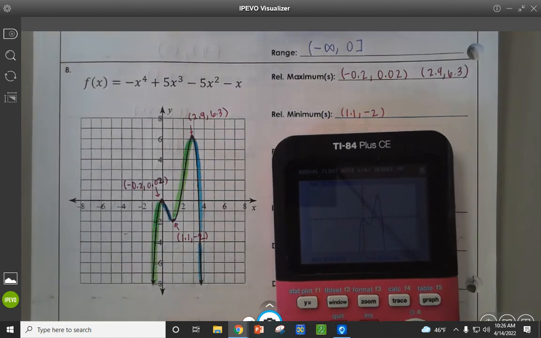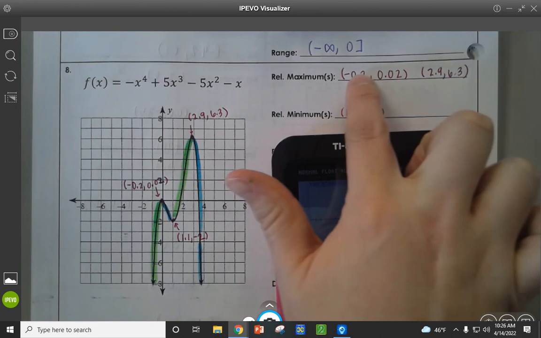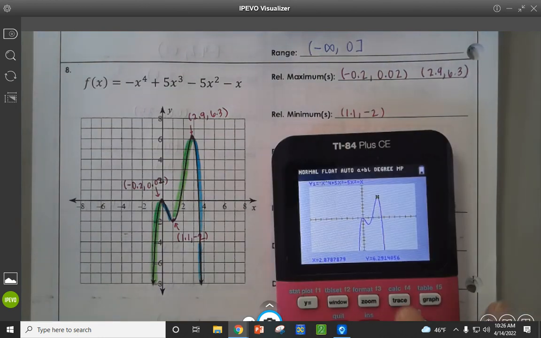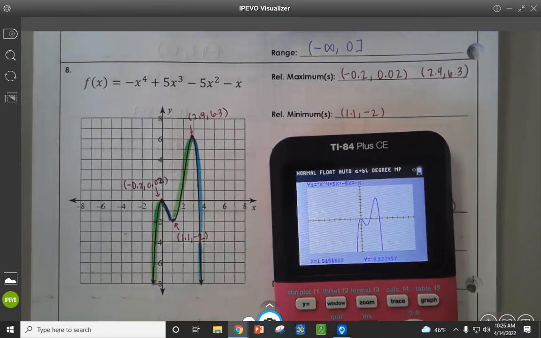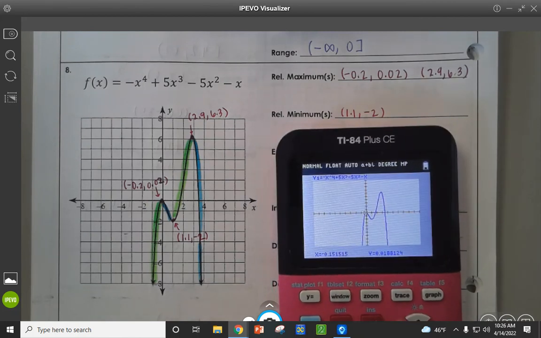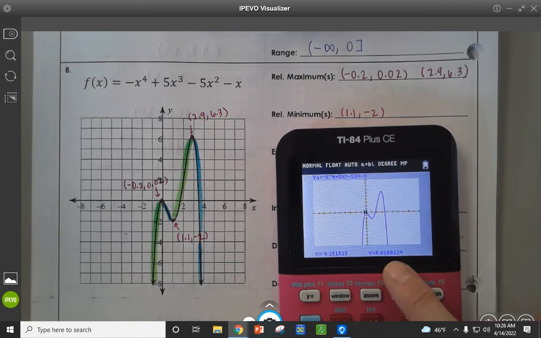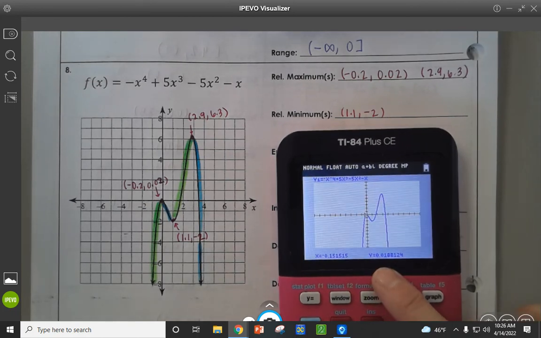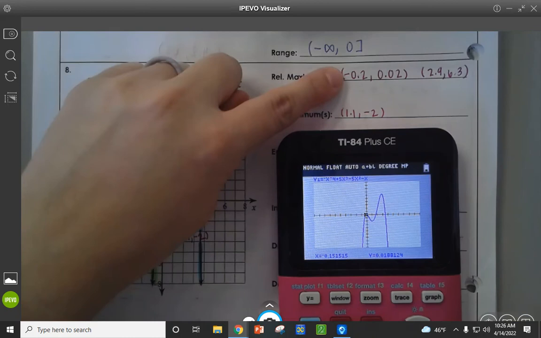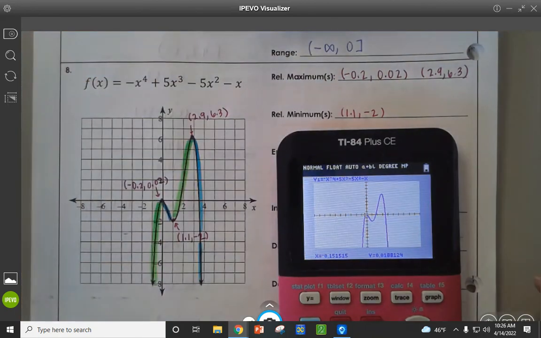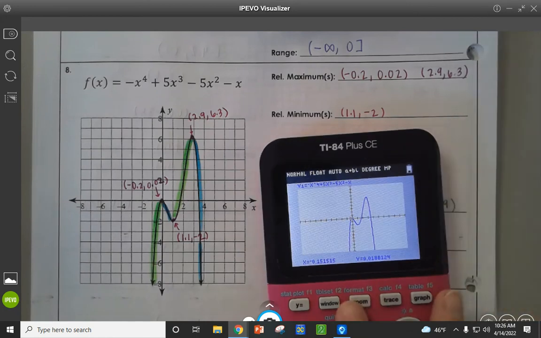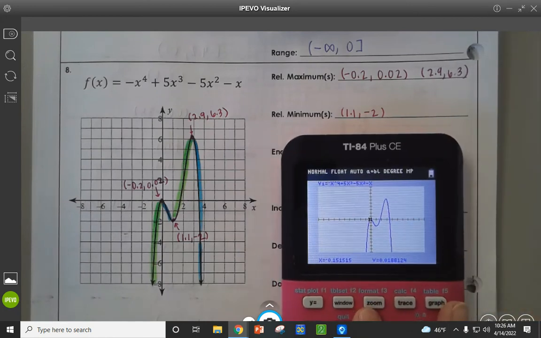These are the max and mins. Now you may have put 0, 0 on this one because when you hit trace, it probably had you on this point. However, if you did go left one click, 0.018 is actually a little bit higher. If you put 0, 0, no big deal. But this would probably be the point that was on your multiple choice, like if it was on the test. Got those. Any questions on max and mins?